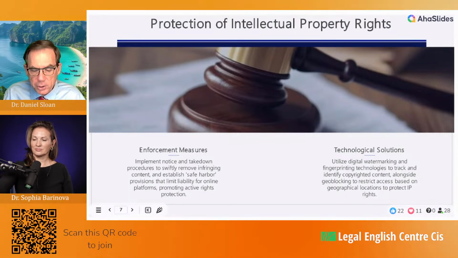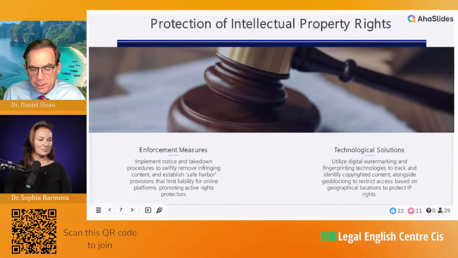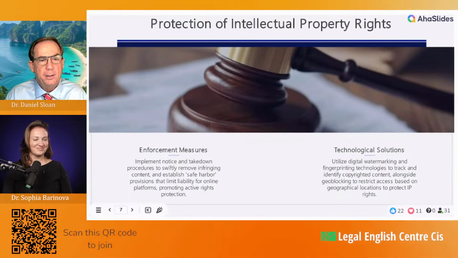And we can have technological solutions, which are ideal. So utilize digital watermarking and fingerprinting technologies to track and identify copyrighted content, alongside geo-blocking to restrict access based on geographical locations to protect IP rights. Most people think, well, there are links out there that are broken, that won't work. I can't get on the internet. A certain platform I like to use is no longer available to me.